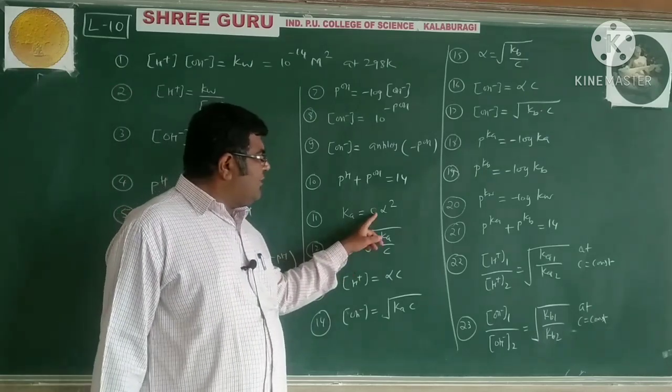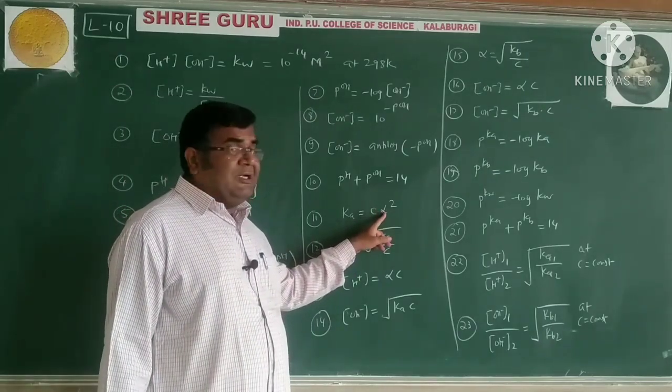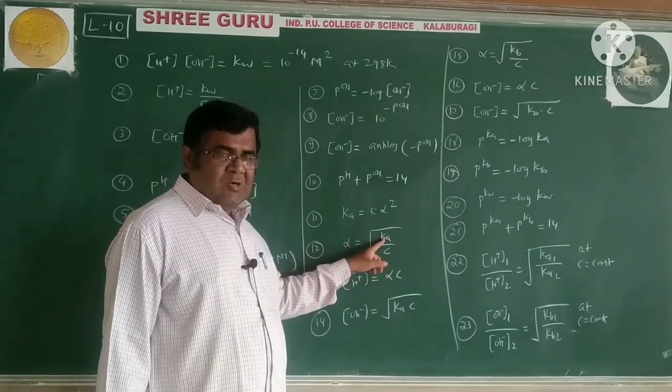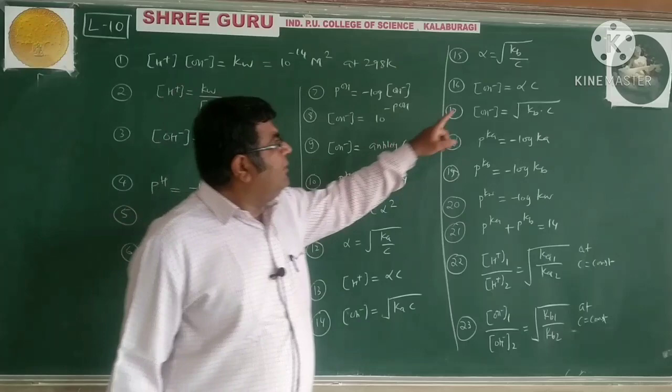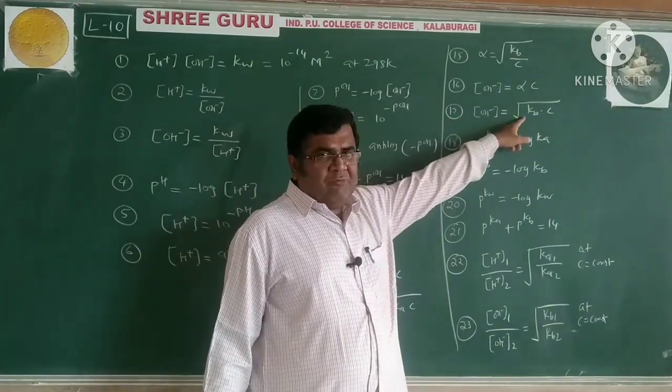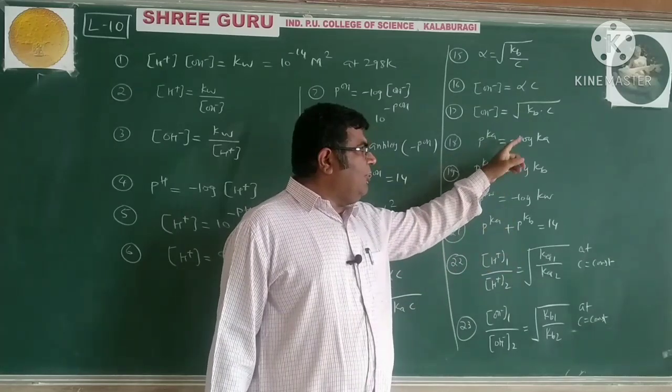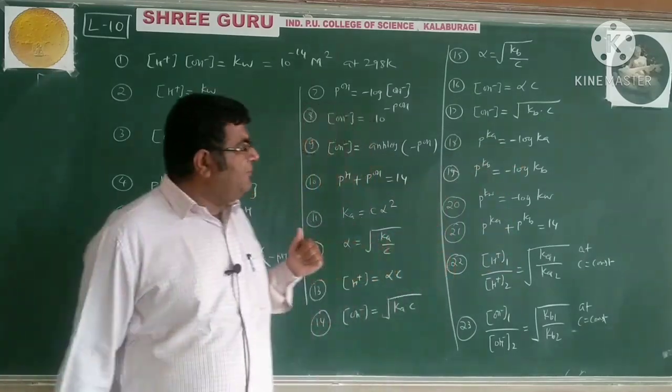This C is nothing but molar concentration, alpha is nothing but degree of ionization. Ka is nothing but dissociation constant of weak acid. Kb is nothing but dissociation constant of weak base. And this pK is nothing but negative log of K, like that.